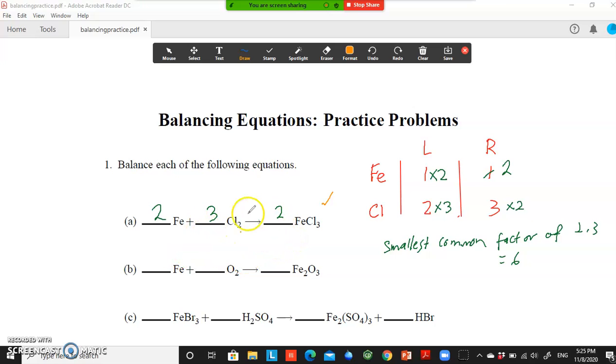Some of you might be able to do this directly in your head. But if you can't, you can try this step and list down one by one the atoms that are present in the equation, and then list down how many of those particular atoms are in that equation on the left and the right side. Okay, so now let's proceed to the second question.